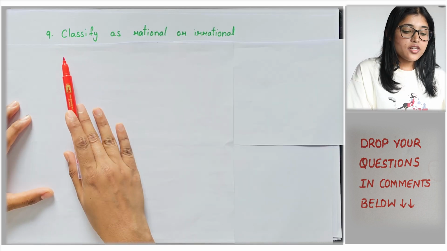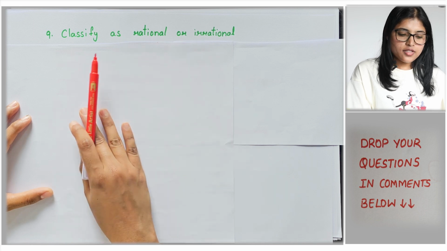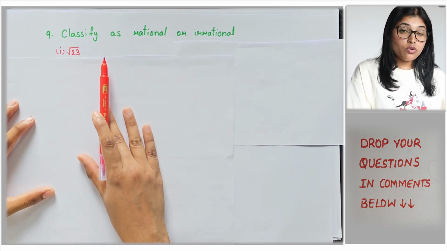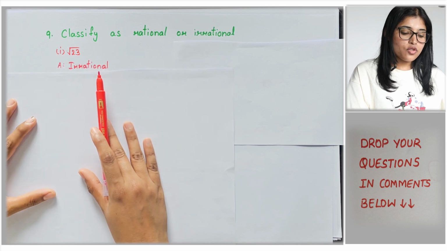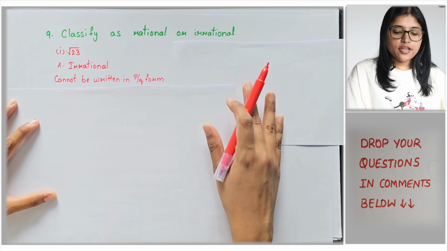The 9th question asks us to classify as rational or irrational. Let's look at the first number. The first number is square root of 23. So we know square root of 23 is not a perfect square. So it is irrational and it cannot be written in the p by q form.